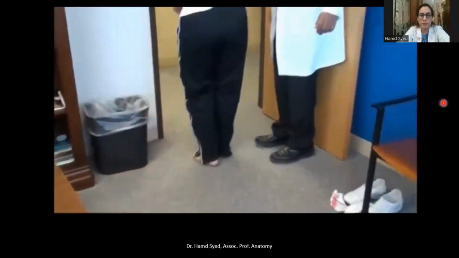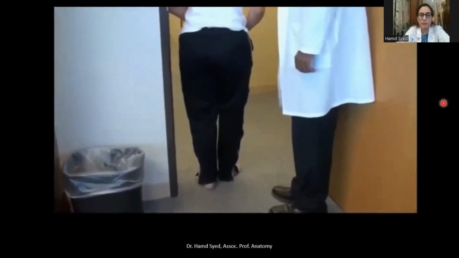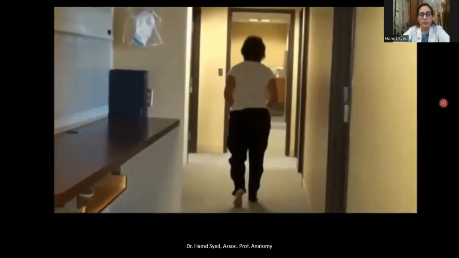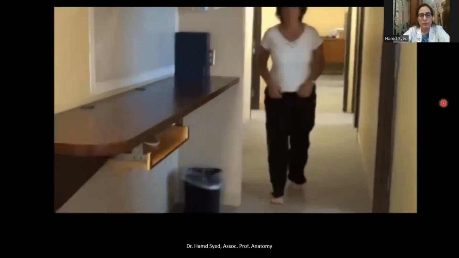This patient takes slow shuffling steps and has trouble turning. She has flexed posture of the trunk and arms with reduced stride length and slow speed.